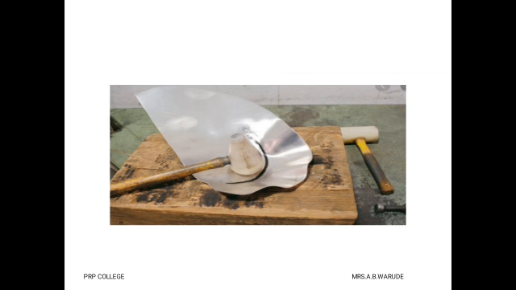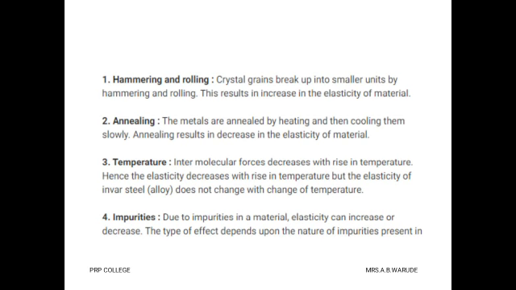So this diagram shows the effect of repeated, recurring stress on the material. Continuous hammering gives it the property of plasticity, so the metal does not return to its original shape. This is the summary of the factors affecting elasticity.